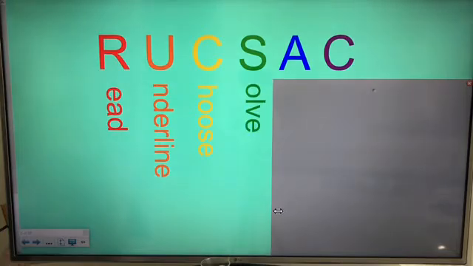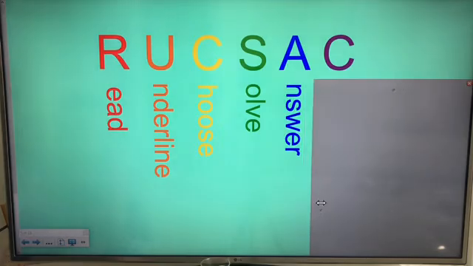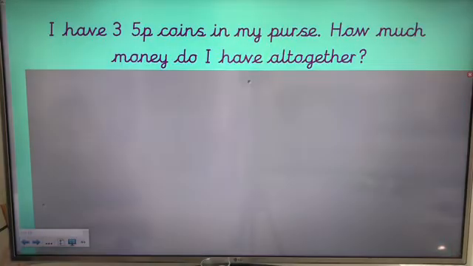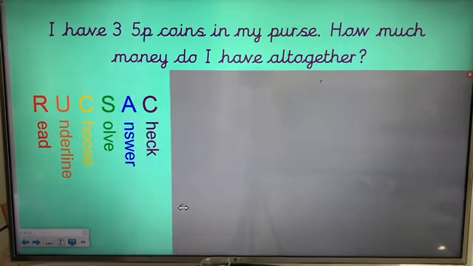Then we move on to solve. We have to use what we know about different methods to solve the question. Then we can write down our answer, and finally the most important step is to check our answer and check we haven't made any silly mistakes. So here we go, I've got a word problem then. Can you remember what the first thing we have to do is with Rucksack? Let's have a look. Here we go, so the first thing is read.